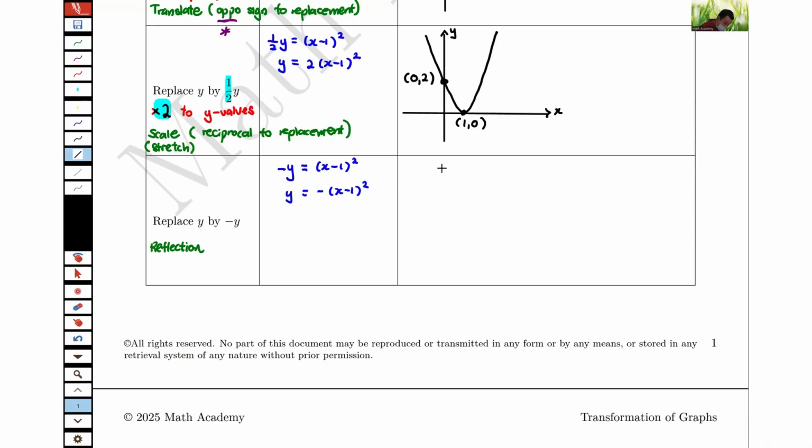Let's draw in the graph on the right-hand side to understand that reflection. So those on top will all go down. The initial quadratic graph was lying above the x-axis. They are now all lying below the x-axis. That x-intercept stays at 1, 0. The y-intercept is 0, minus 1 now. It's reflected downwards.